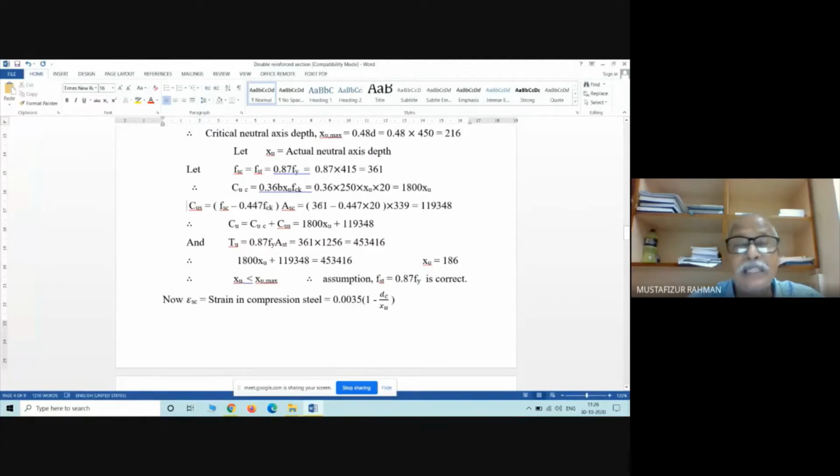Now here, since it is the beginning, we have to solve whatever expressions we had got. So this FSC is equal to, see here we have assumed FSC is equal to FST, which is 361.47, into 20 into ASC.